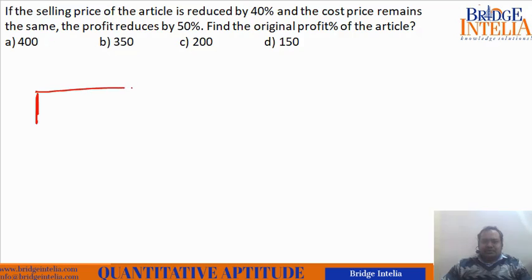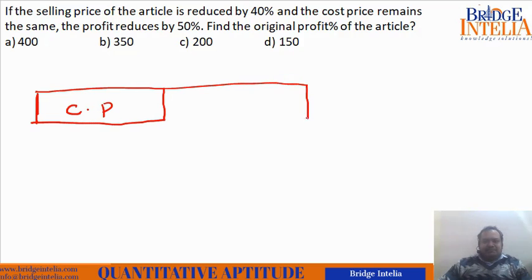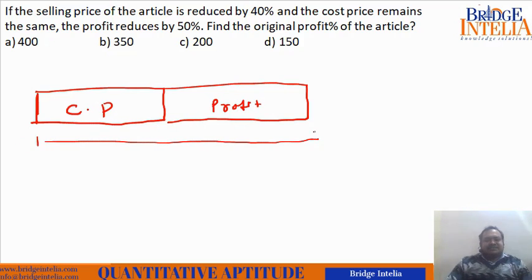So assume this much is the cost price. This is the profit. So the sum total of this is the selling price. So this entire thing is the selling price if you add these both.